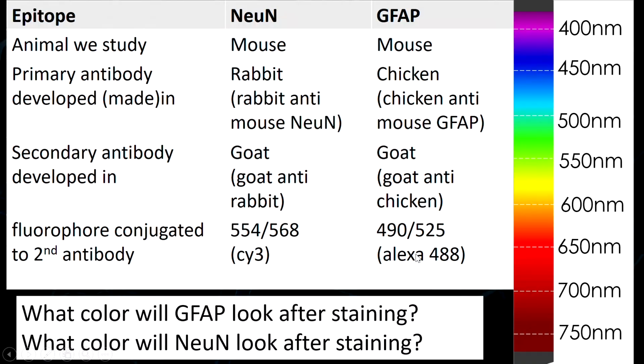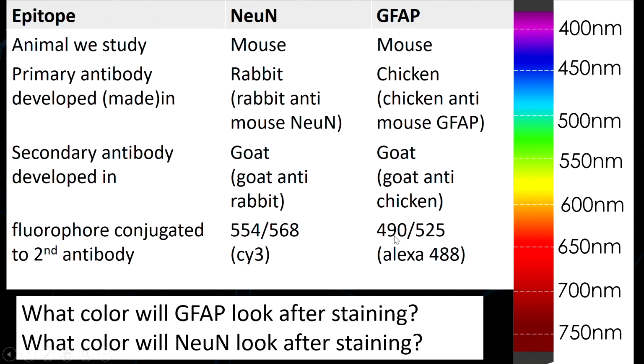How do you decide the color? For GFAP, we're going to have primary antibody bind to them and secondary antibody bind to your primary antibody, and this secondary antibody has a fluorophore. The fluorophore has excitation light of 490 nanometer and emission light of 525 nanometer. So the color you are going to see is your emission light, which is 525. That is going to be somewhere in here. So GFAP or astrocyte is going to look green under the microscope.